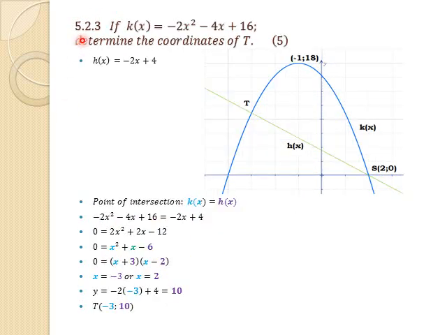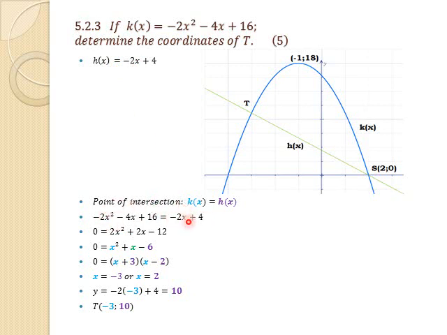Look at the problem. k(x) is, so they've multiplied out on our behalf, minus 2x squared minus 4x plus 16. Determine the coordinates of T. Now very important, we tend to ask this question whenever we have two graphs where they make contact. That's referred to as a point of intersection. So at a point of intersection, k(x) equals h(x). Right, so k(x) is minus 2x squared minus 4x plus 16, and h(x) is minus 2x plus 4.